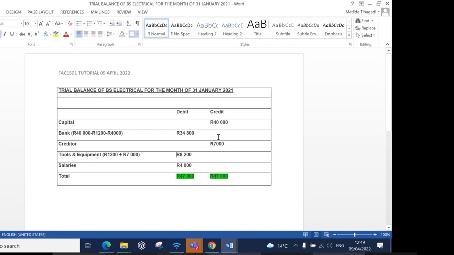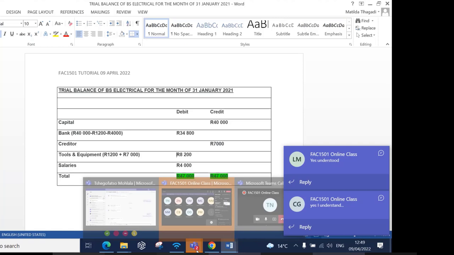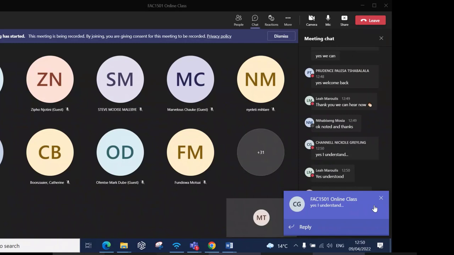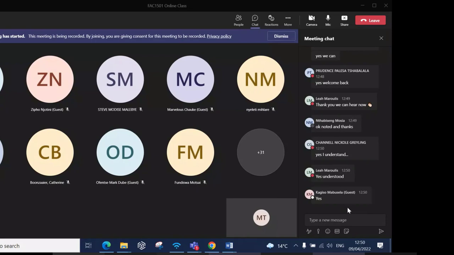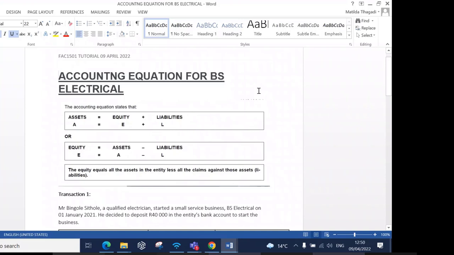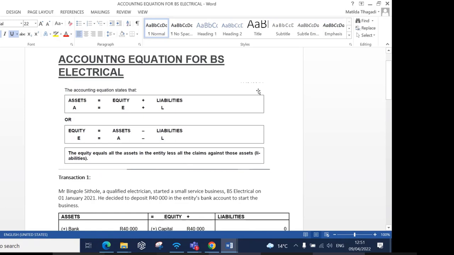Okay, that's good. I see you guys say you understand. So now I want us to go through the accounting equation. The accounting equation says that assets equals equity plus liabilities. Or you can say that equity equals assets minus liabilities.